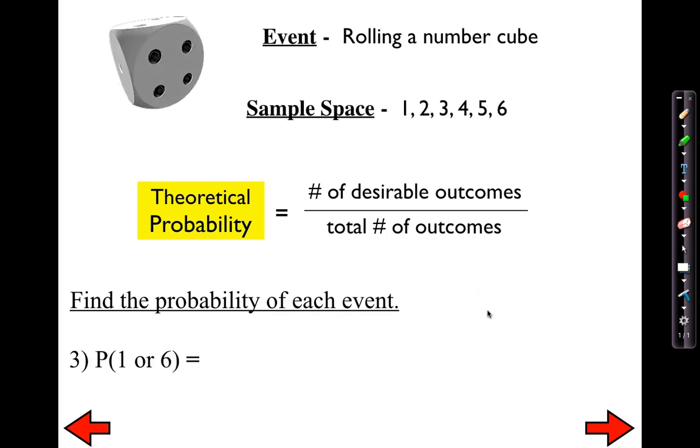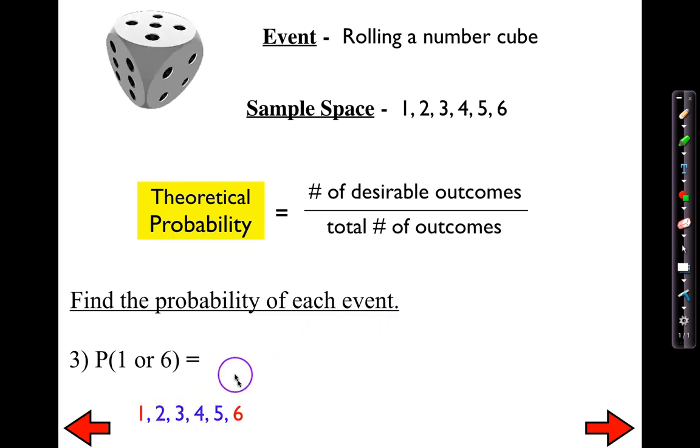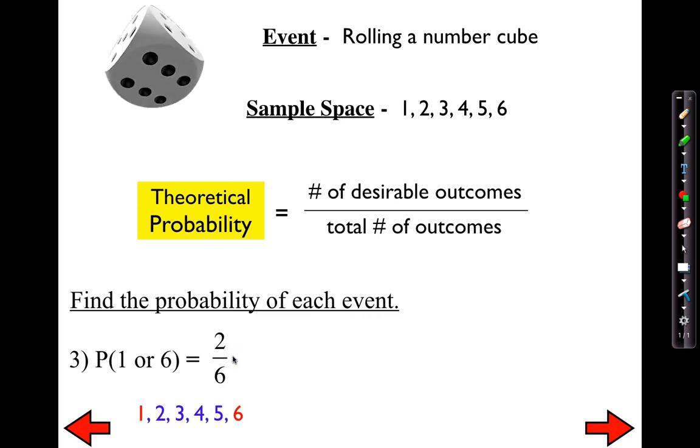Now, what's the probability of rolling a 1 or a 6? Again, the sample space is exactly the same, but now we're looking at 1 or 6, so we would say 2 out of 6. But remember, we can always reduce fractions, and whenever we can, we should. So that's going to leave us with 1/3.